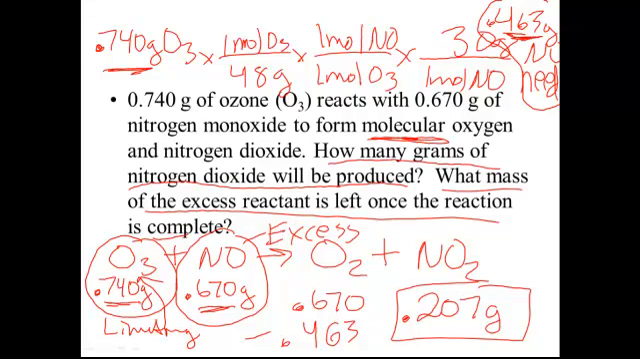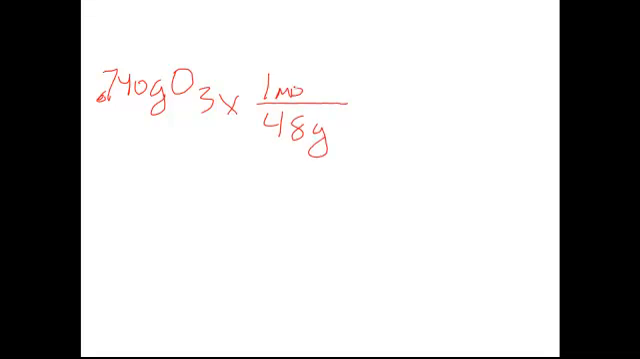So now let's actually answer the question. How many grams of nitrogen dioxide are going to be produced? So we've got 0.740 grams of O3. And again, we're using this to answer the question because O3 is the limiting reactant. 48 grams in 1 mole of O3.